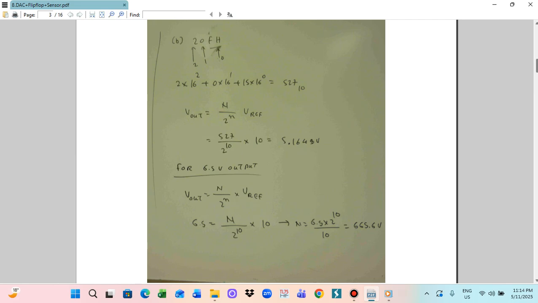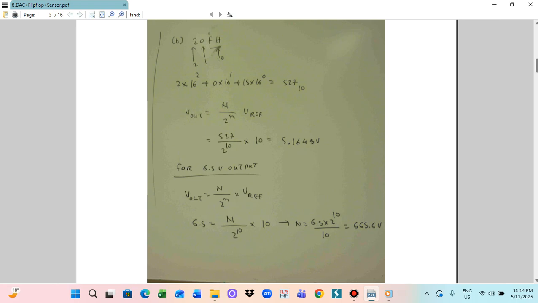So we write the formula: V out is equal to n divided by 2 power n multiplied by V reference. In the place of n, you write the decimal conversion, and 2 power n, where n is the number of bits in base 10, is 2 power 10, with reference voltage 10. So you get the voltage 5.146484. The input 20F is hexadecimal, and the output voltage is 5.14648, the analog voltage. So this is for the digital to analog conversion.